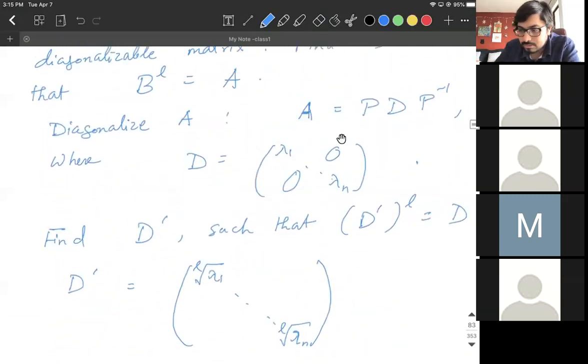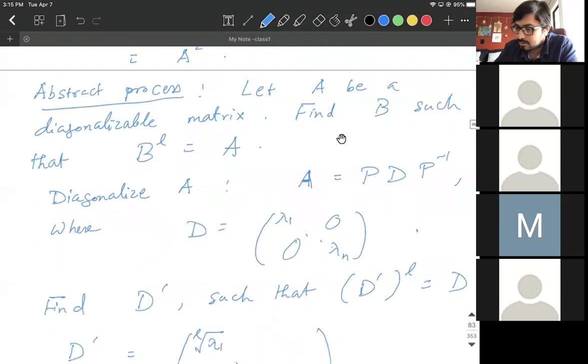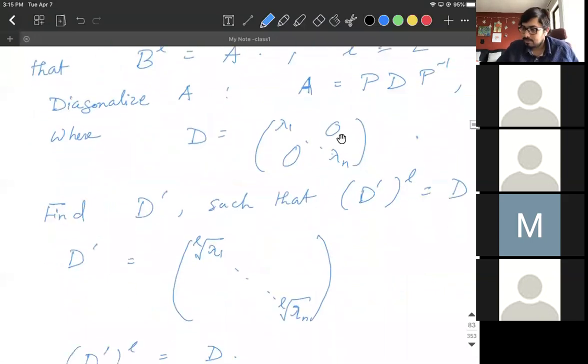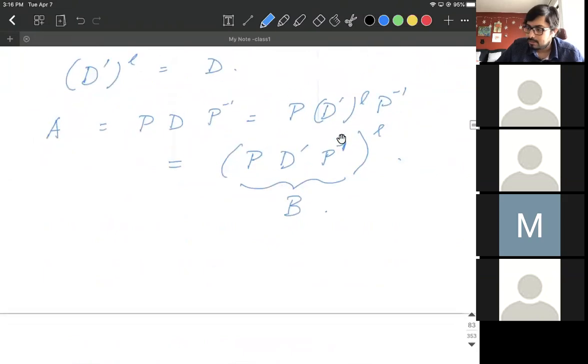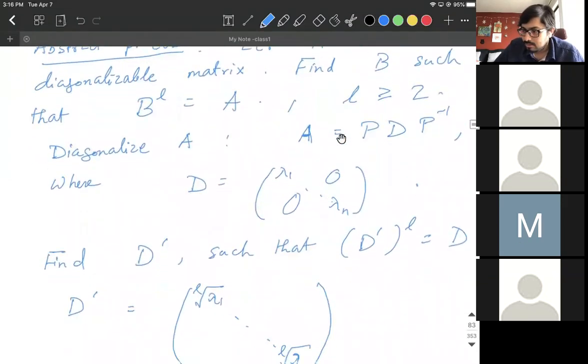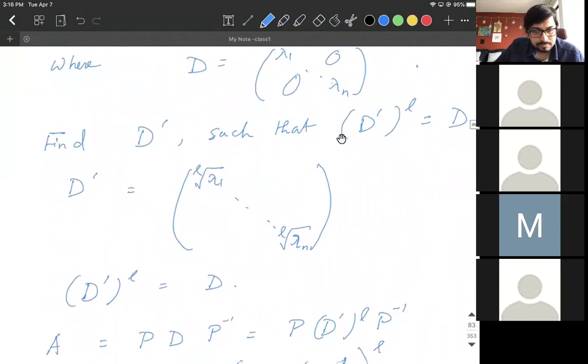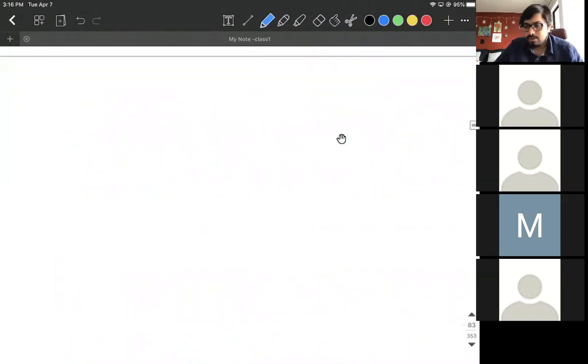So any question about this abstract method? It's exactly similar to this case, just that you were generalizing to some L, let's say greater than or equal to 2. Okay, so is it clear? This is not covered in the lecture notes, but I thought that I would give you the general formula. Okay, so let's move on.